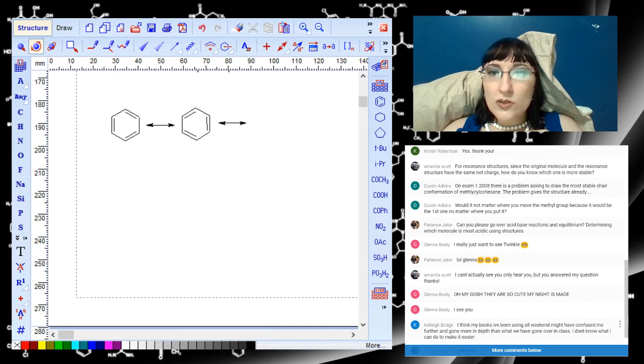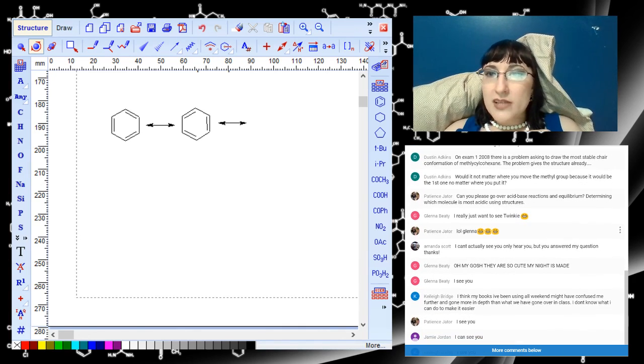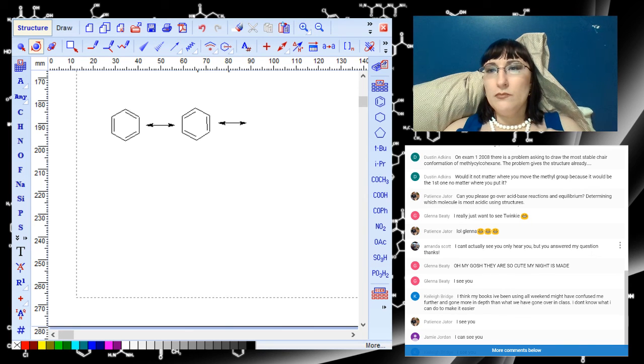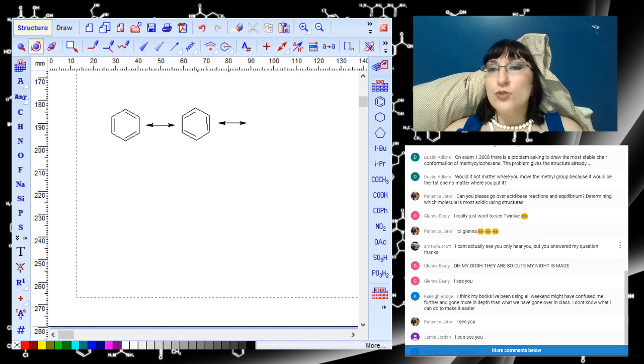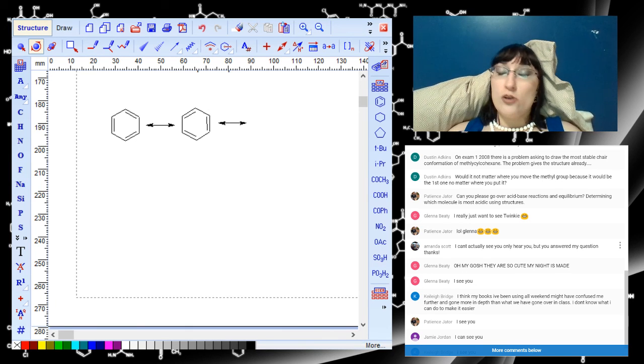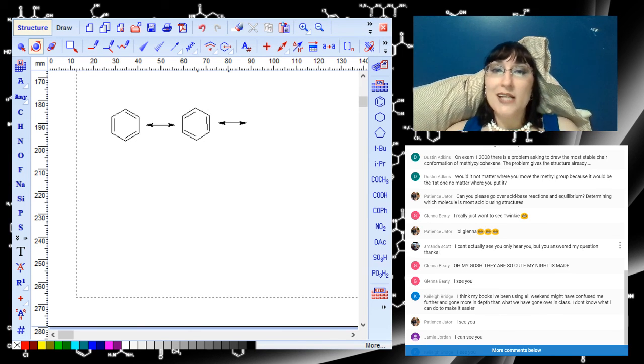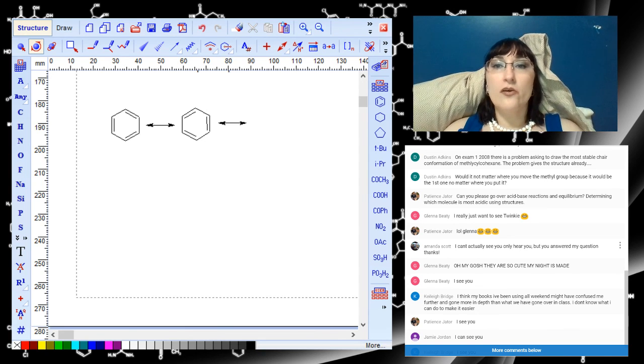Then, let's see. Next one, Dustin. On exam 1, 2008, there's a problem asking you to draw the most stable conformation of methyl cyclohexane. The problem gives the structure already. Oh, most stable chair conformation. We didn't do chair conformations, so ignore that. We haven't done those. Would it not matter where you move the methyl group? Yes, and that is true. So you could move a methyl group on cyclohexane to any carbon, but chair conformations are a structural aspect we're not covering in the brief class anymore. I stopped covering it after the first semester.